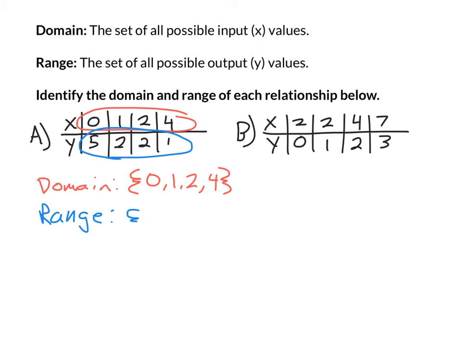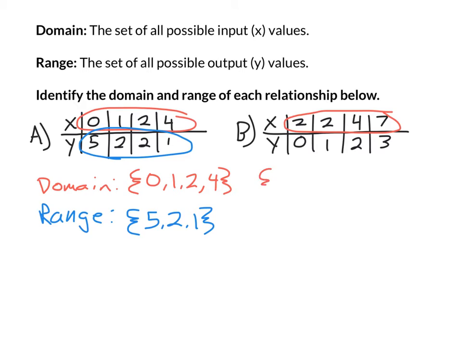The output values, the range, are these values. So use the curly brackets again. Now, I'm only going to put the values that get used. Because 2 gets used twice, I don't need to list it twice, right? 2 is an output value, and then 1 is our third output value. We only have 3 different values. So that's our domain and range for example A. And then example B will do the same thing.